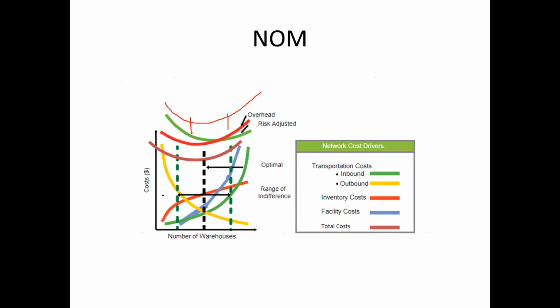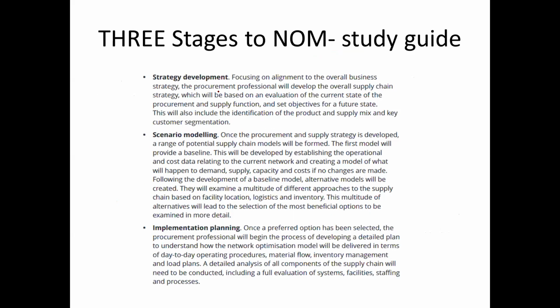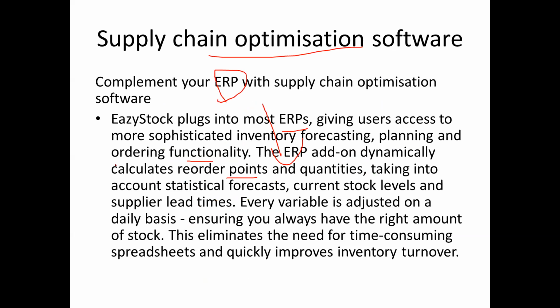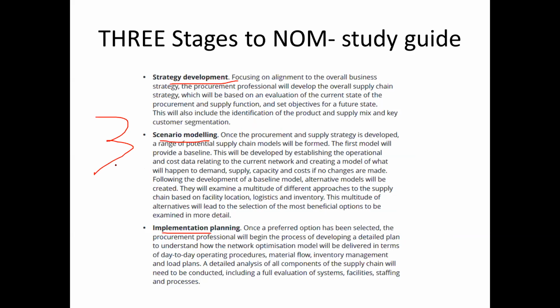You can't draw graphs, I don't think. The study guide shows this: develop your strategy, use scenario modeling, implement. You might prefer that, but there isn't a set way to do NOM. That's the study guide one, and I think I've got variations on that. The key word though is optimization.